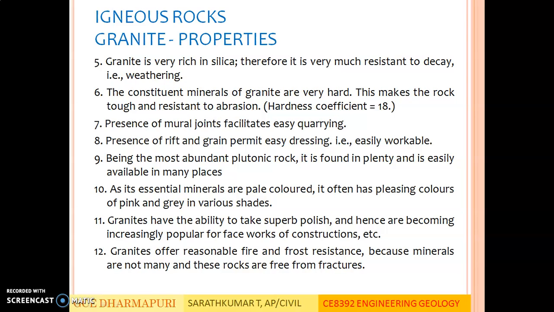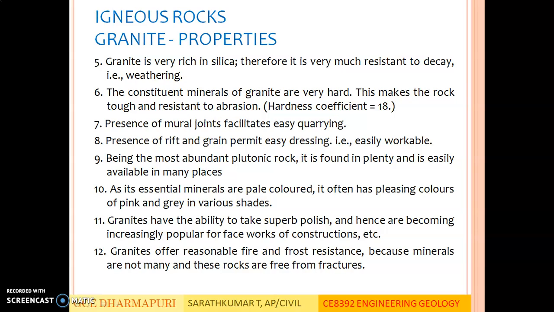Presence of mural joints facilitates easy quarrying. As we have seen, there are three mural surfaces in granite, and also some minor fractures are available in granite. This helps to quarry the granite rock easily. As we have seen, the micro fractures, rift and grain permit easy dressing, that is, it can be easily workable.